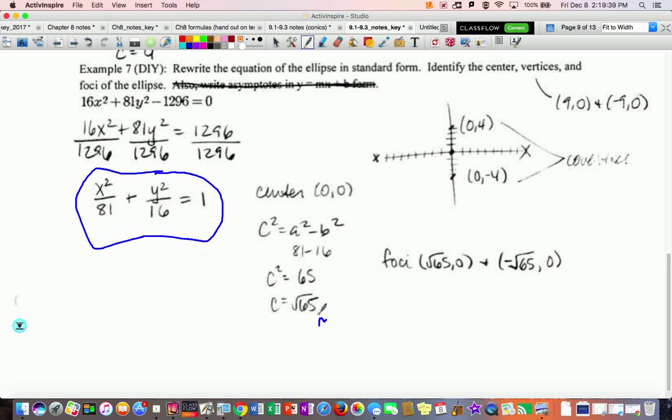You know, that's really close to 8. Actually, just slightly more than 8. Square root of 64 is 8. So you'll go 1, 2, 3, 4, 5, 6, 7, 8, and a little bit more. That'd be one focus, and there. And I would just say (square root of 65, 0) and (negative square root of 65, 0). And that's it.